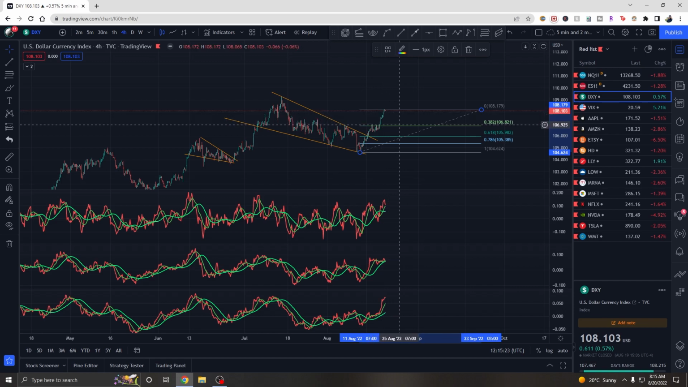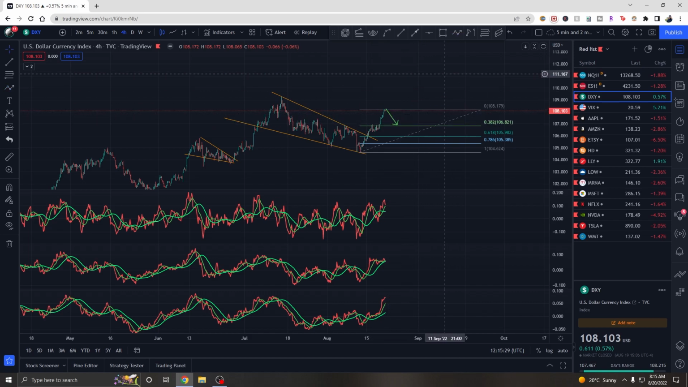And when it starts coming down, let me mark it over here, we can see a 5th wave completion in the stock market. So these two, the dollar value and the stock market, are inversely correlated. So this is a possible scenario.